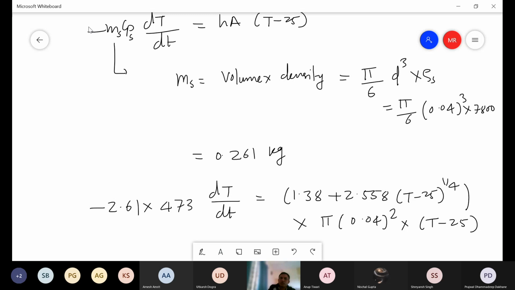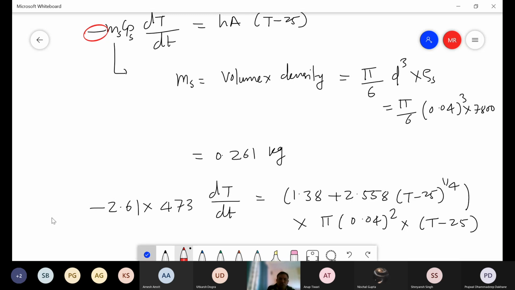Now another question is why the minus sign here? Can anybody say why this minus sign? Because the temperature of the ball is cooling down, isn't it? Temperature is decreasing. That's why this minus sign is coming here. Is it clear to everyone? As time progresses, temperature is decreasing. That's why the minus sign is there.